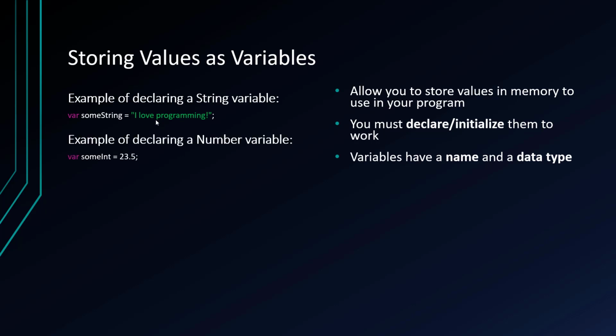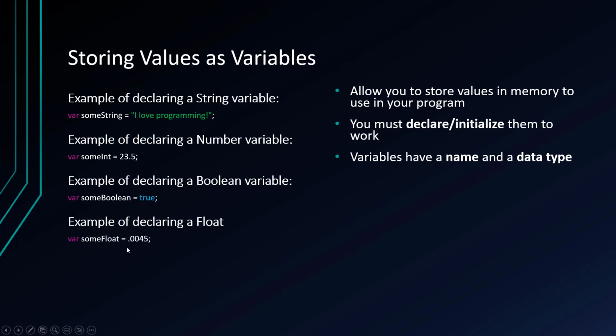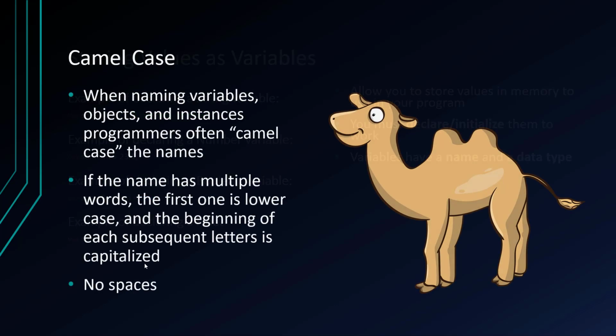If I wanted to initialize a number variable, I just type in var some int or some number, whatever I want to call it. This is just the name you make up, equals 23.5 or whatever value, and then put a semicolon. And now whenever I say some int, it knows that means 23.5. If I want to make a Boolean, I would type in var some Boolean or some whatever name I want. Var frogs is equal to true. And now that is declared as a Boolean. With floats, you just type in the value, and again, JavaScript figures it out for you.